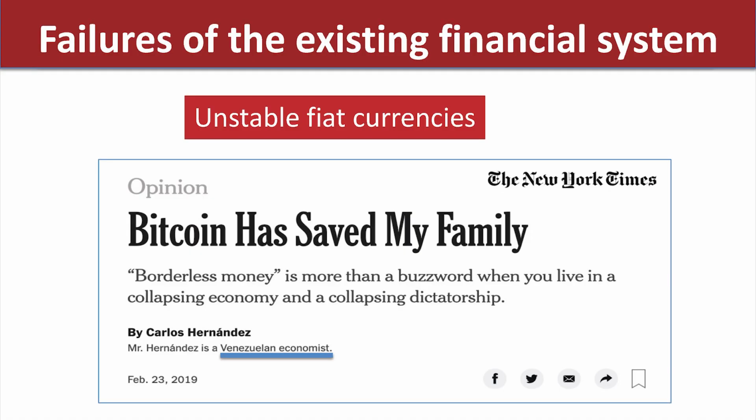So that's one thing. The second thing is, not all of humanity lives in the US where we have a stable currency. Some of us live in unstable economies. This is an article that was written by a Venezuelan economist who explains how Bitcoin completely saved his family during the collapse of the Venezuelan currency.